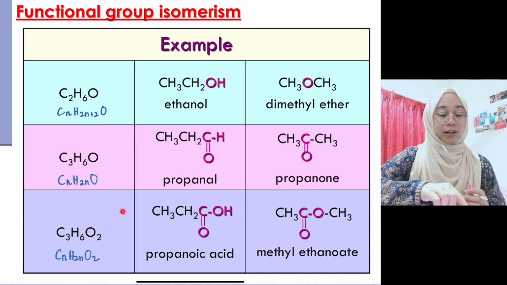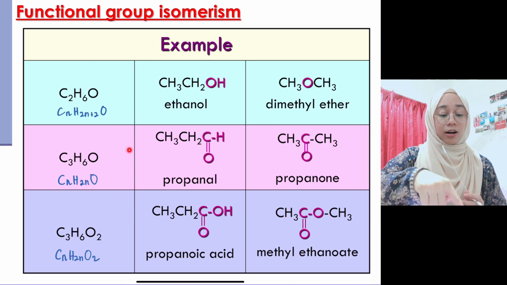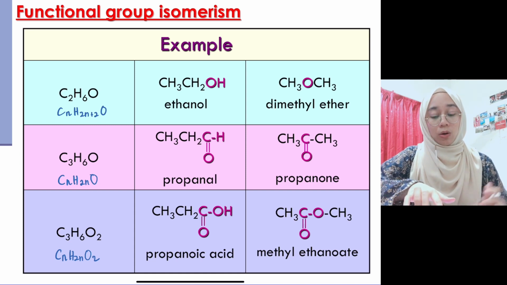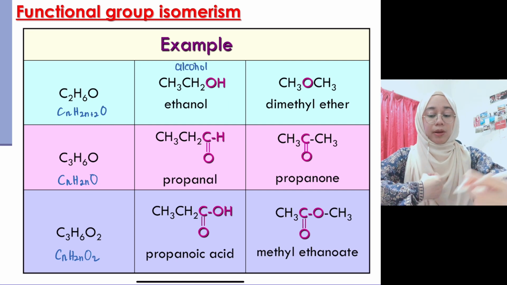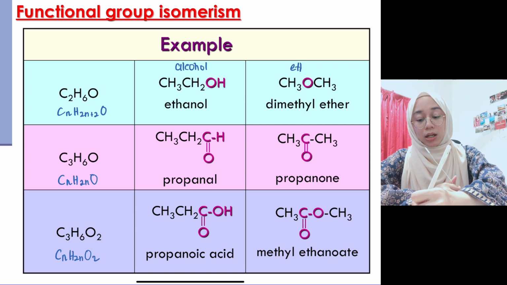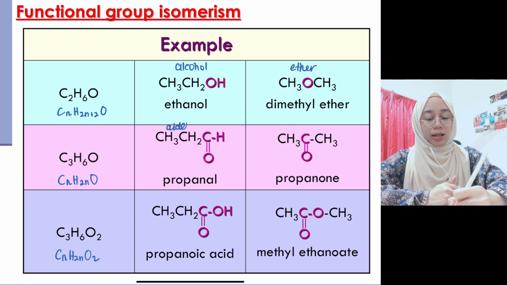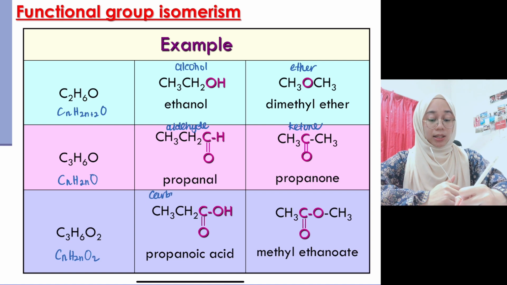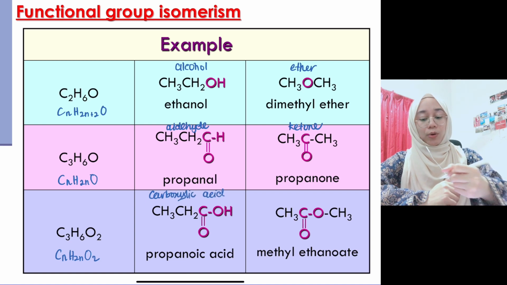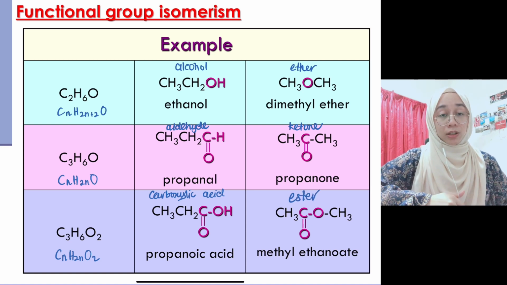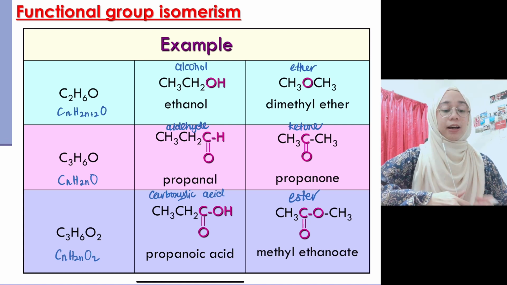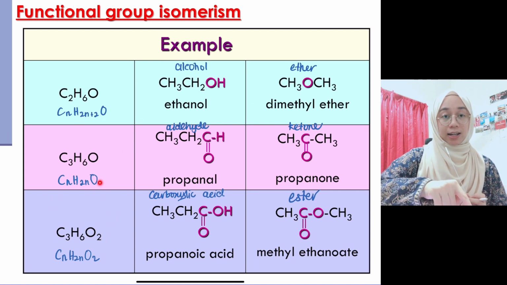So basically, functional group isomerism means they have the same molecular formula. If you look at ethanol and dimethyl ether, they have the same molecular formula, but they are totally in different classes of compound. Ethanol is in the alcohol class, while dimethyl ether is in the ether class. Propanal is in the aldehyde class, whereas propanone is a ketone. Propanoic acid is a carboxylic acid, whereas methyl ethanoate is an ester. So functional group isomerism basically means a totally different class of compound. However, they have the same molecular formula.